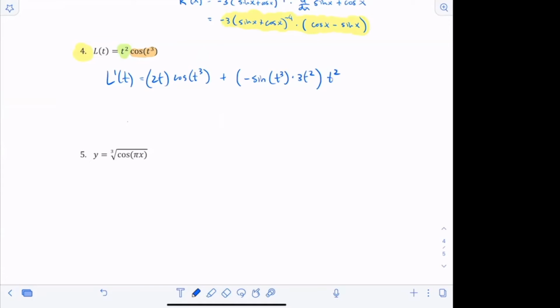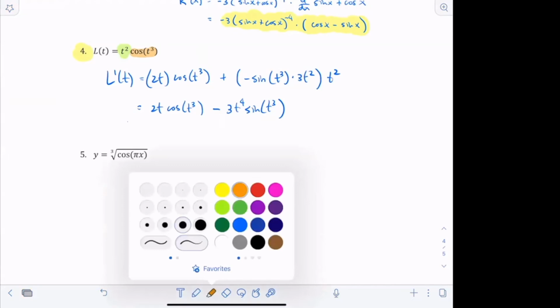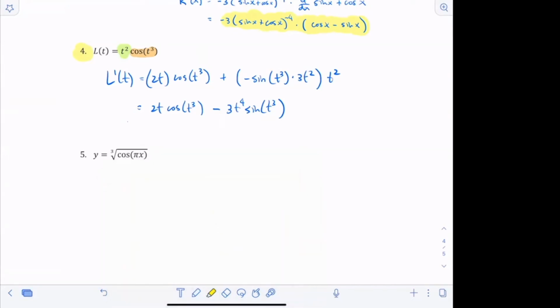So let me simplify this a little bit. This will be 2t cosine of t cubed minus 3t to the fourth sine of t cubed. That makes sense? Any questions? All right, no questions. Good.